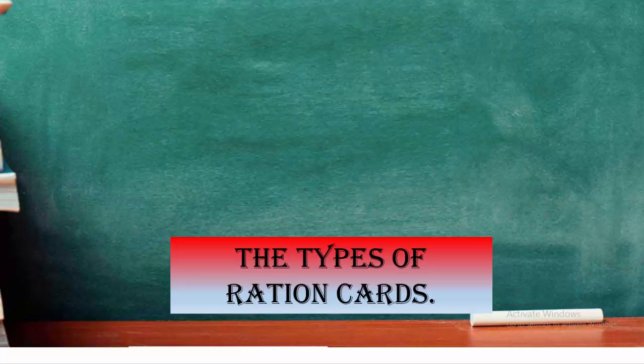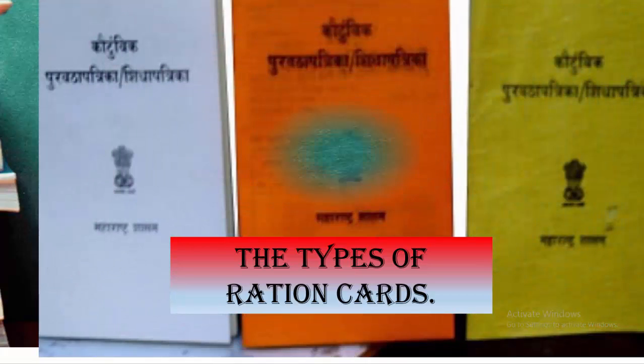The types of ration cards. Students, wherever we visit a fair price shop, they will ask for your ration card. There are 3 types of ration card according to the income of that person. So these 3 types of ration card can be identified by their colors, that is white, yellow and orange. So as per the income of that person, government provides them a ration card.